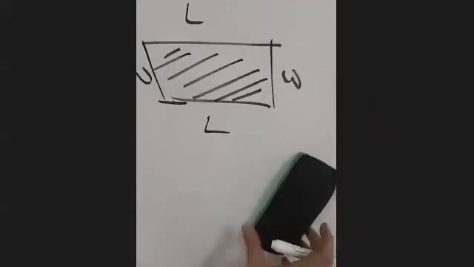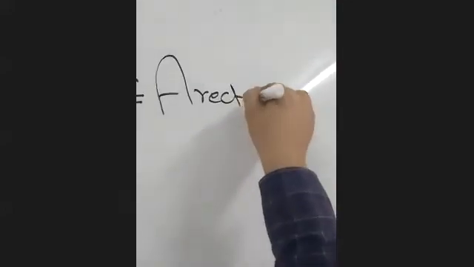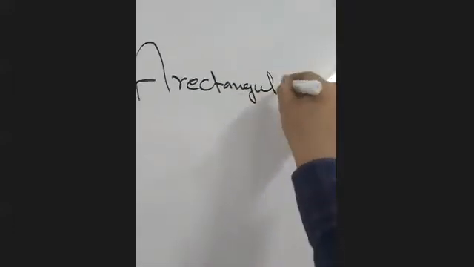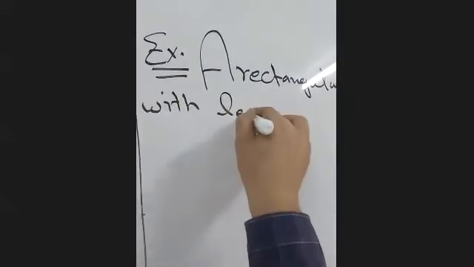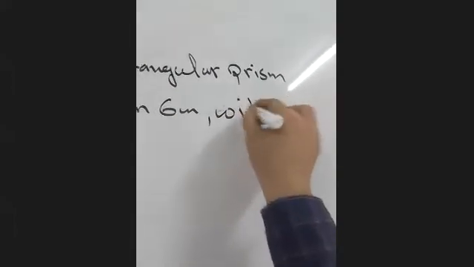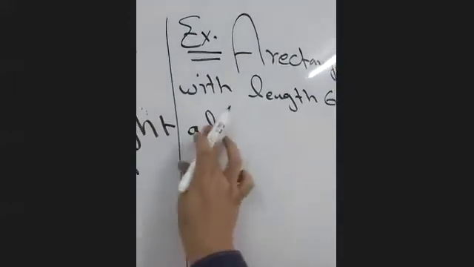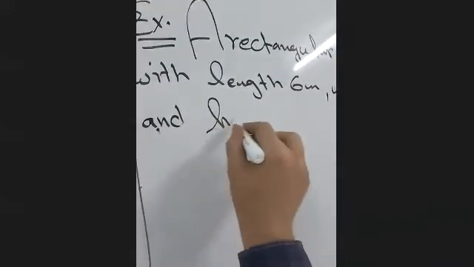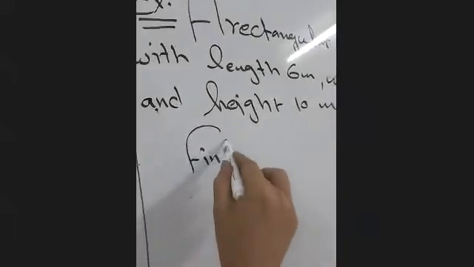Let's take an example. For example, if I have, look here guys, a rectangular prism with length, let's say 6 meters, width, let's say 4 meters, and height, let's say 10 meters. Find its volume.